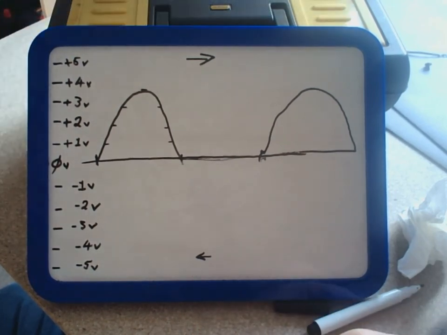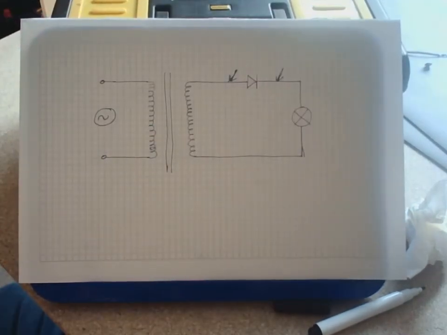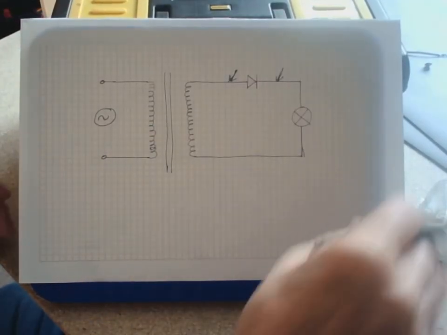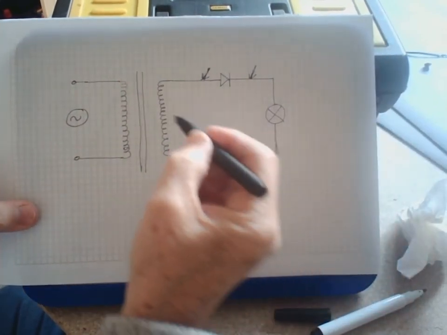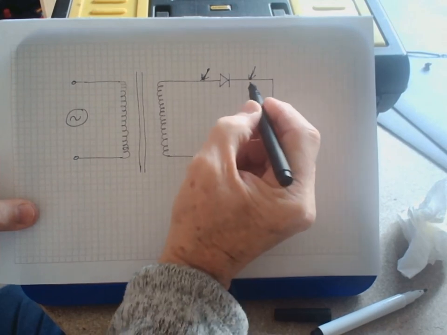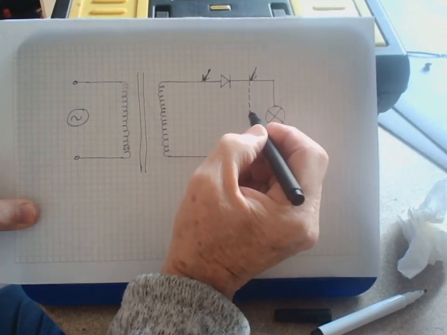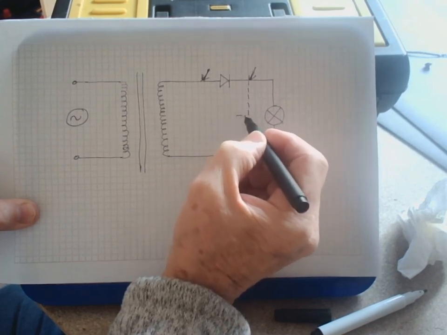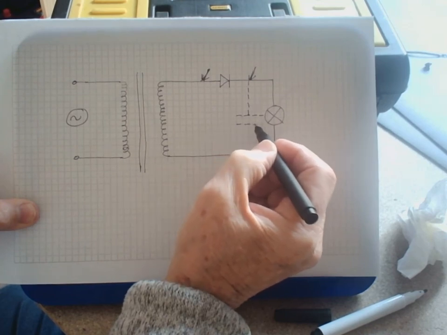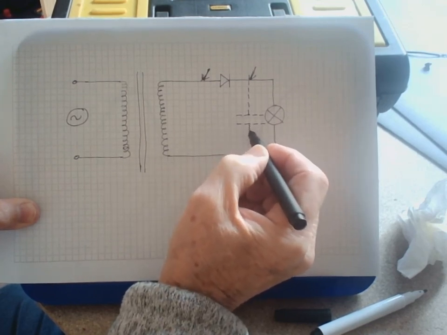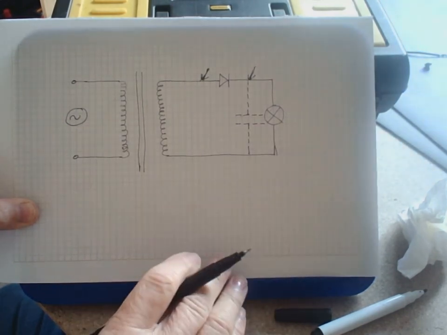But then we did something very different. We put a capacitor in parallel with the bulb and the power supply. I'm going to draw this in dotted lines here. We put in a capacitor, and then the image changed dramatically again, didn't it?